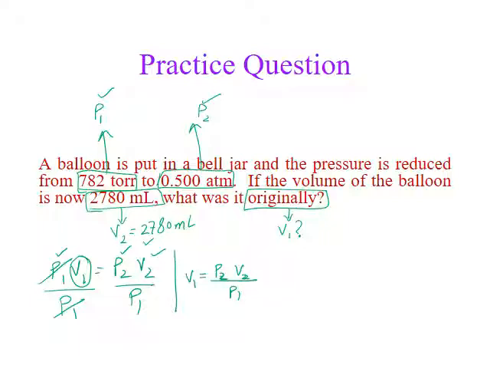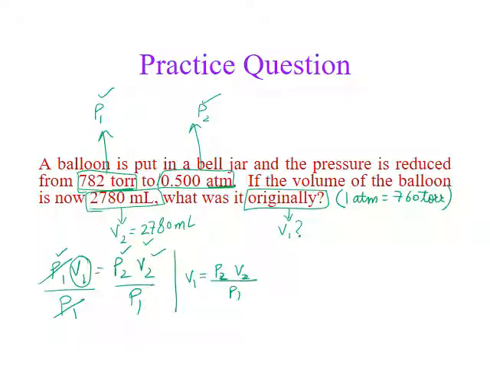Now let's see if everything's given. P1 is given, what is the unit? Torr. P2 is given, what is the unit? ATM. Both the units of pressure are different, which means I have to convert them to the same unit. You can convert torr to ATM or ATM to torr, it does not matter, as long as both the units of pressure are the same. So now I will try to convert torr into ATM. The conversion factor for that is given to you in the previous slide, which is 1 ATM equals 760 torr. So I will use this conversion factor to convert torr into ATM.